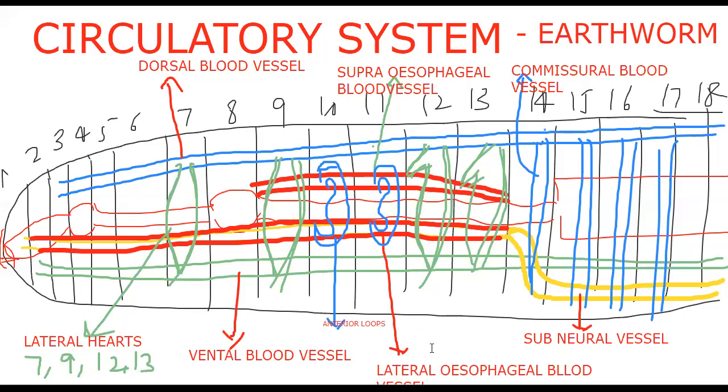Connecting between the 10th and 11th, we say anterior loops, and those anterior loops connect the lateral esophageal blood vessel to the supraesophageal blood vessel. Okay, so I'm showing it. Anterior loops. So that's it. That's it about the circulatory system. But just for information, we made it out.